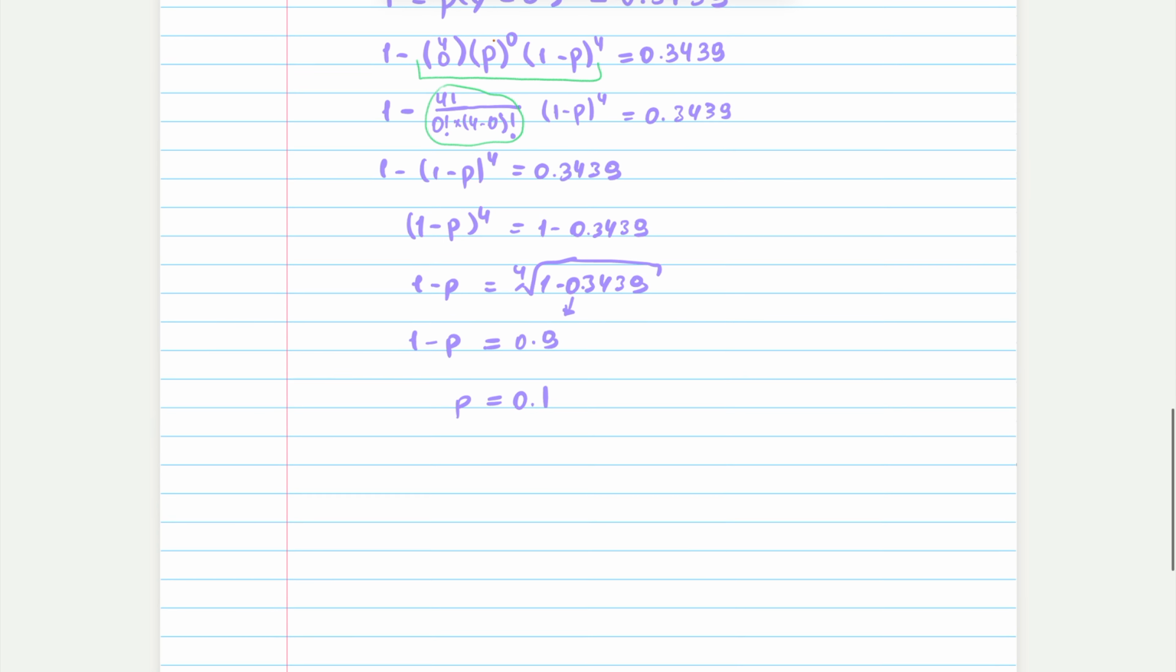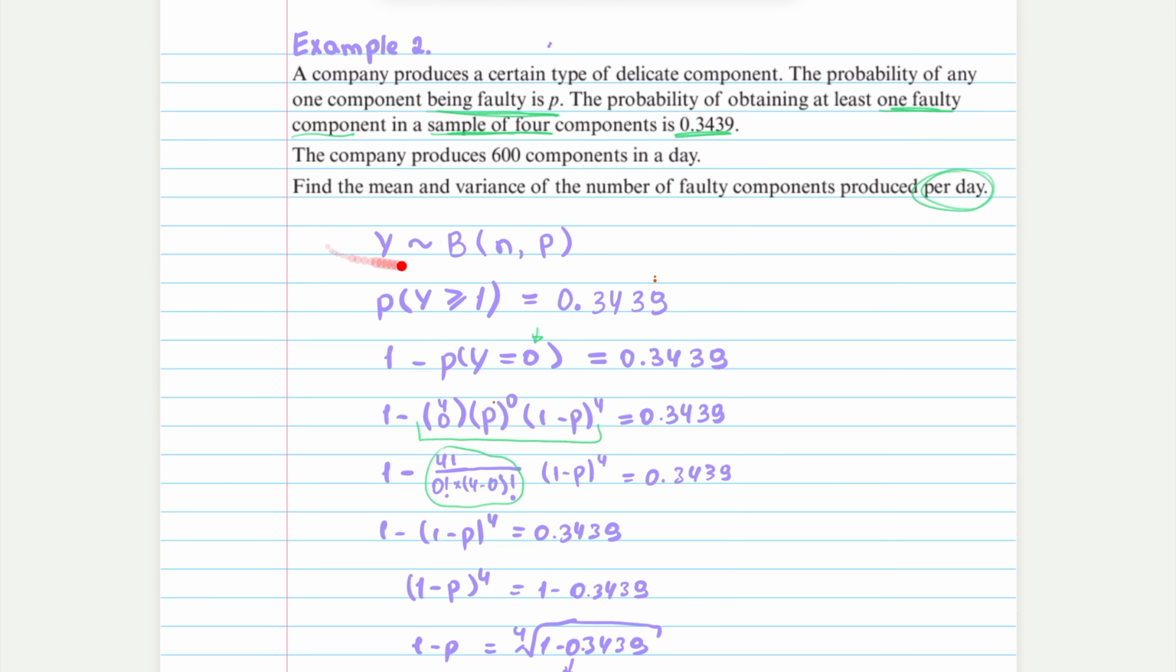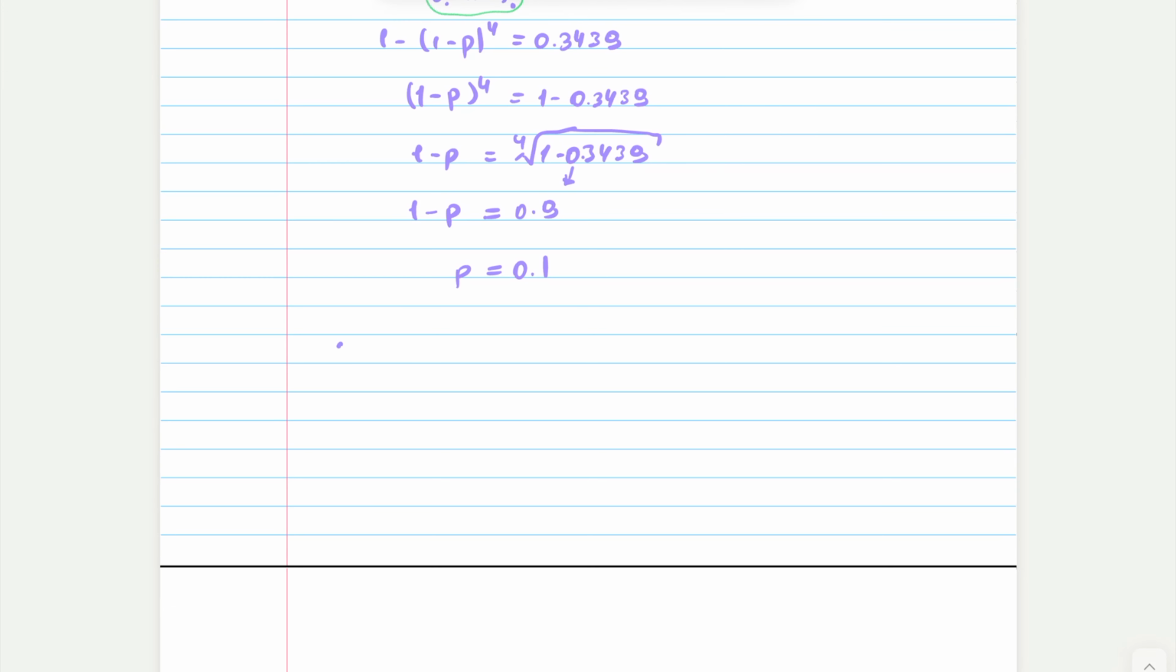Okay, now we need to define a new variable, because remember the Y in that one was representing faulty components in a sample of 4. In the second part, the company produces 600 components in a day, and we need to find the mean and variance. So we take X to have a binomial distribution of 600 trials. Obviously the same company producing the same products, so the probability of being faulty stays the same.